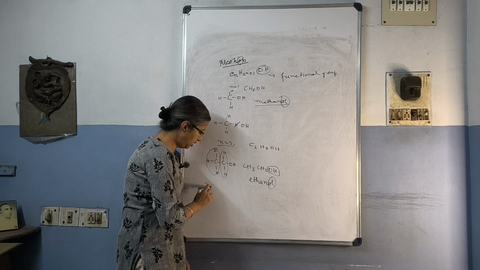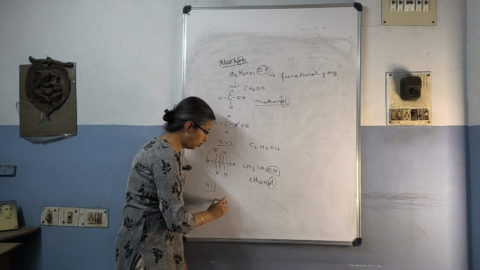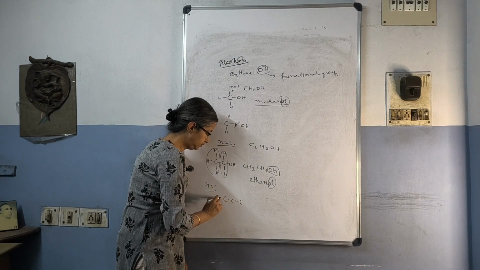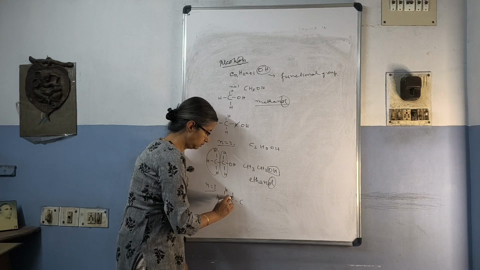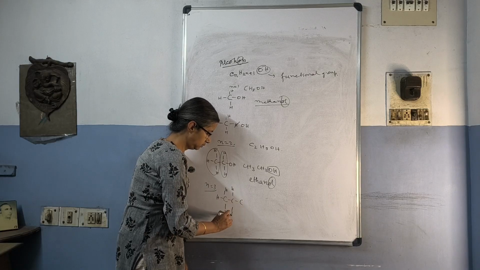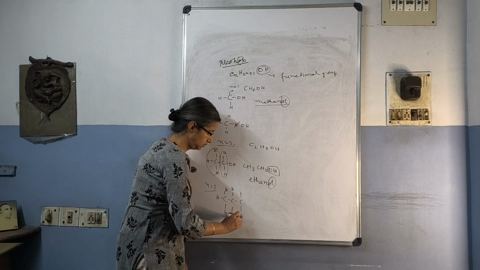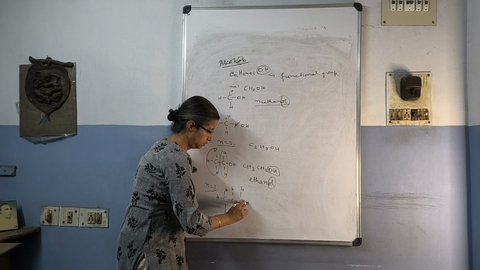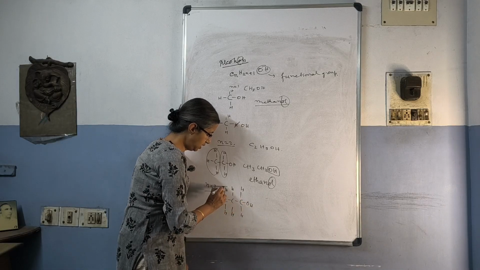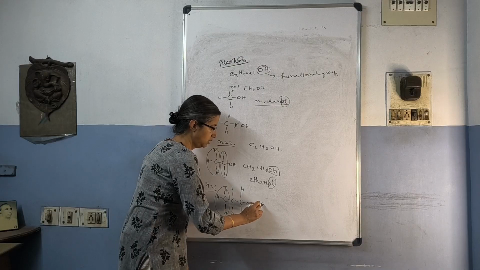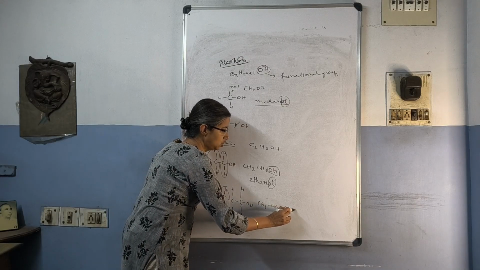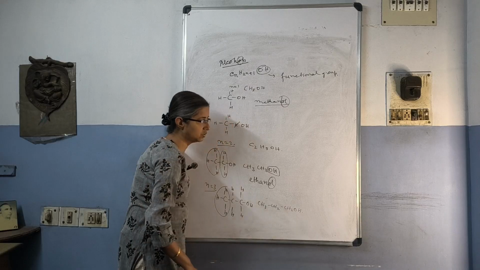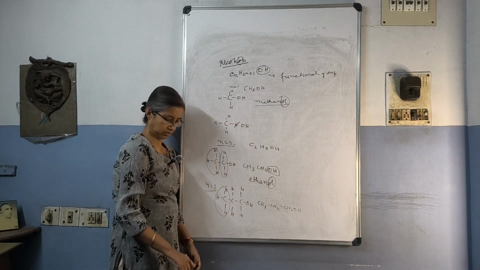Then we have n equal to 3, that is propanol. That is CH3, CH2, CH2OH. This is called propanol.